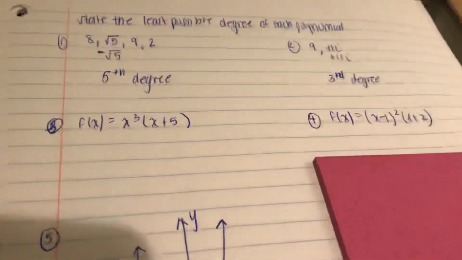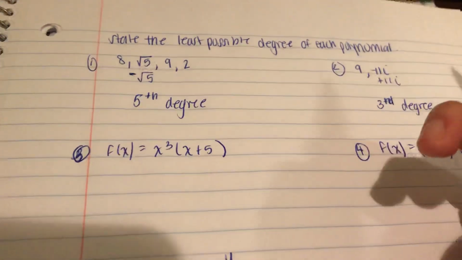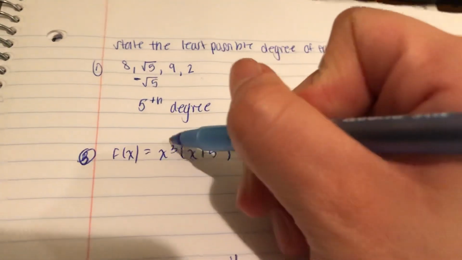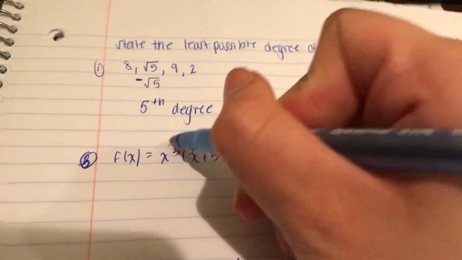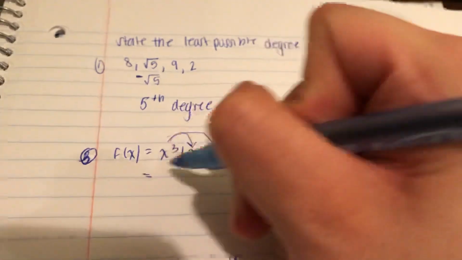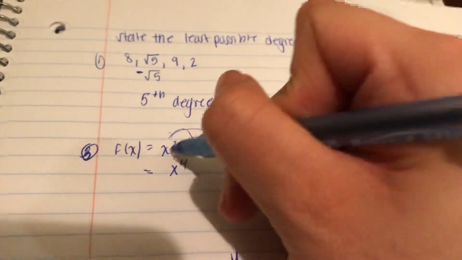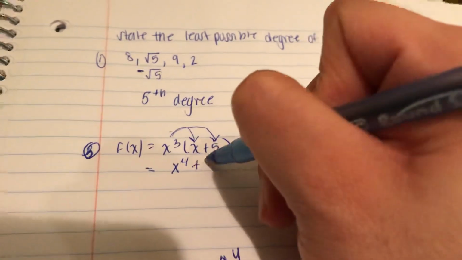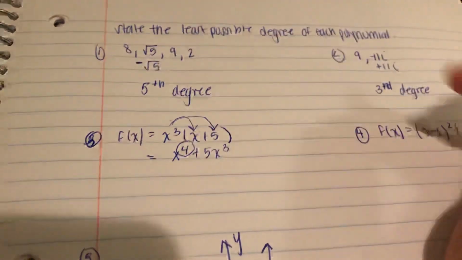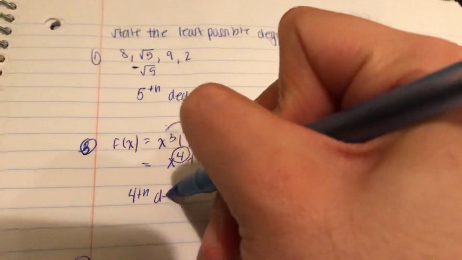This one down here is a little different. So in here, the least possible degree of the polynomial is basically the degree after we expand the polynomial. So it's the degree of the leading term, which means it is the highest degree. X cubed times x is x to the 4th. X cubed times 5 is 5x cubed. So this is a 4th degree polynomial. So the least possible degree is 4th degree.